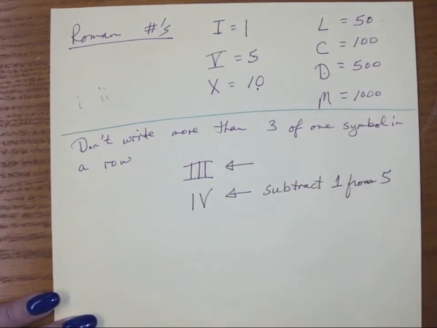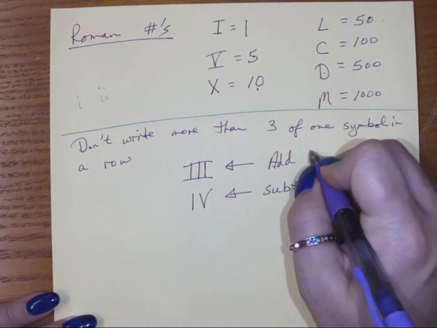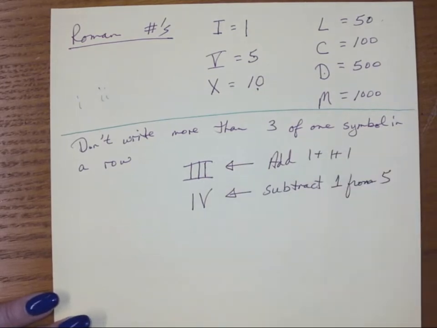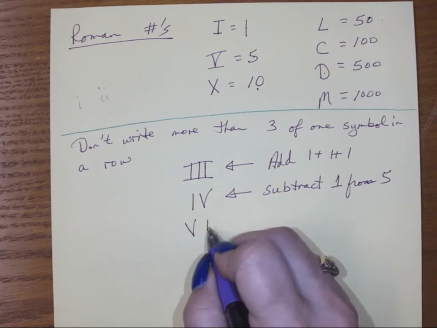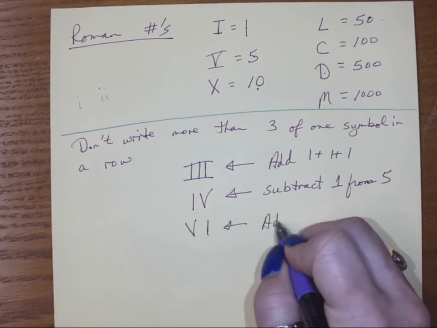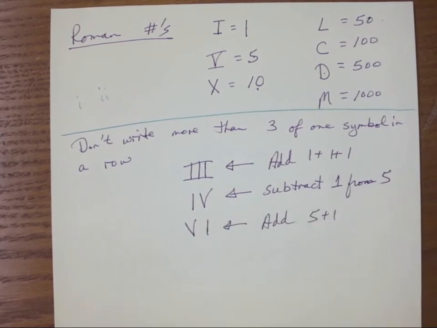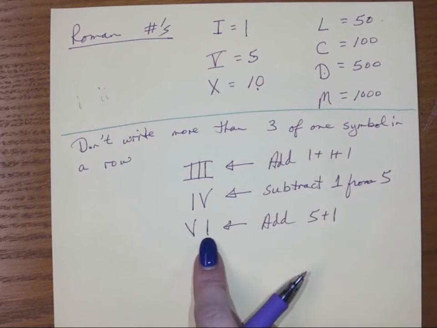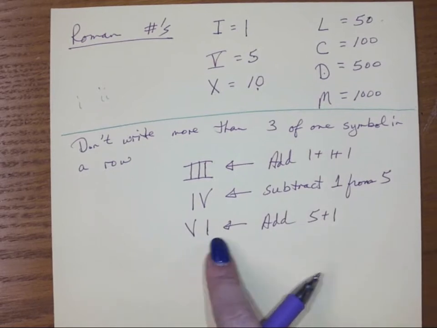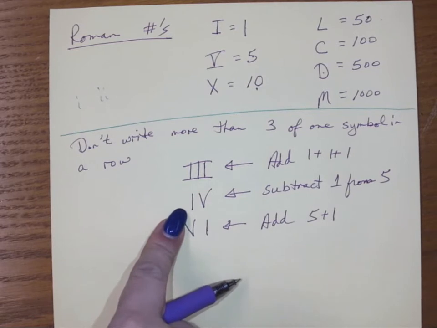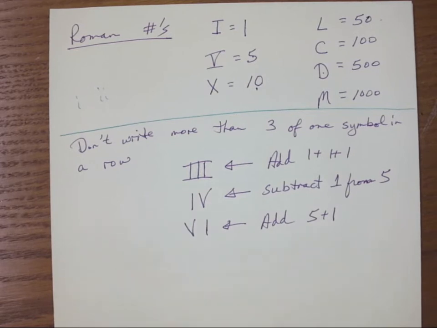Here, the 3 in a row that are all the same means add 1 plus 1 plus 1. Okay, this is an additive system. If I have VI, that means add 5 plus 1. And you know you're adding because the smaller character comes last. But when they move the smaller character to the front, that automatically means subtract.